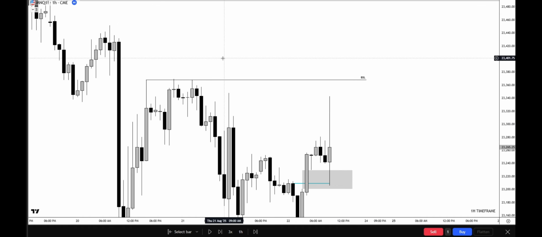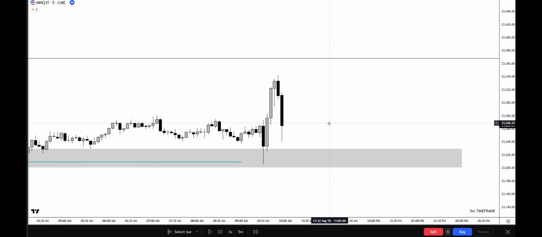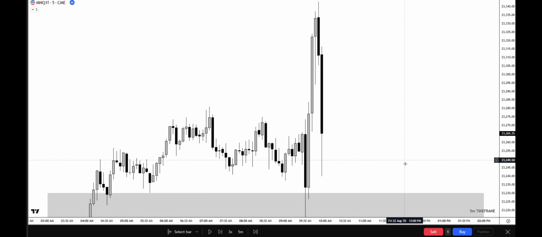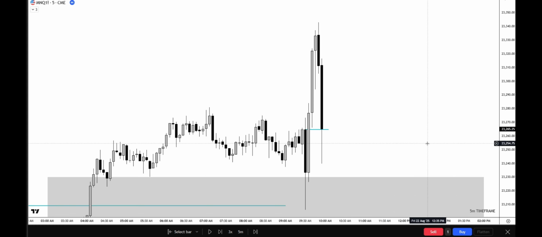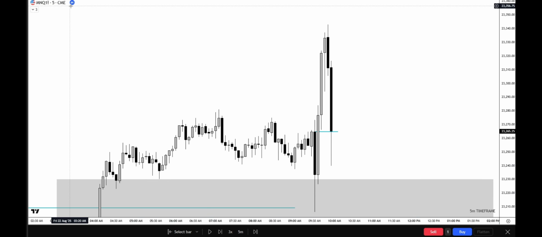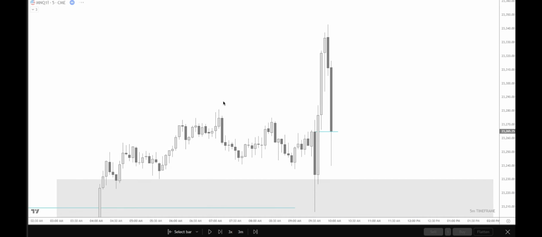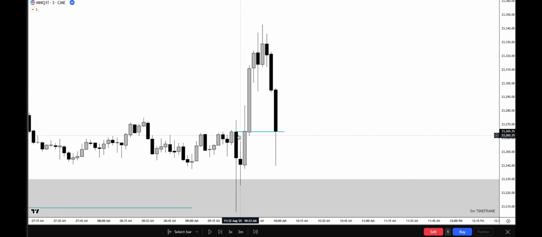If I drop down to 5 minutes, I can easily see that I'm having a change in state of delivery here. At 5 minutes, and if I go with the 10 a.m. open and just shoot up. If I just put this here, if I go with 3 minutes for example of entry, I can see that 3 minutes does have the same thing that has occurred.